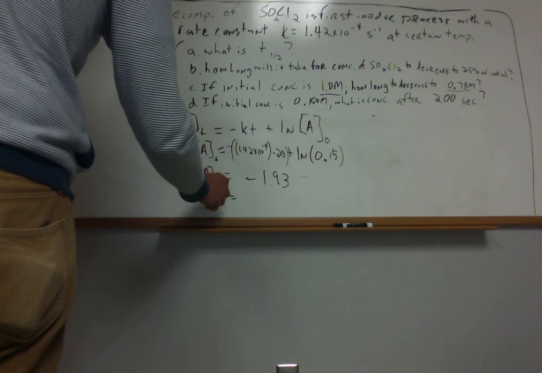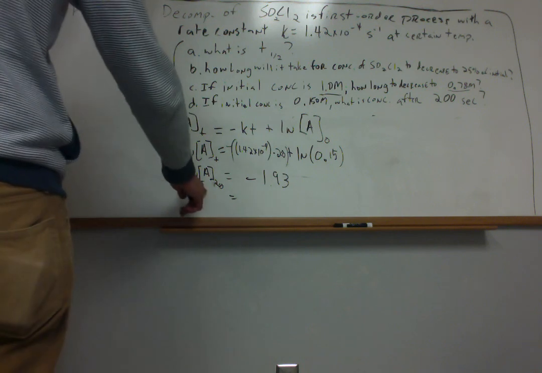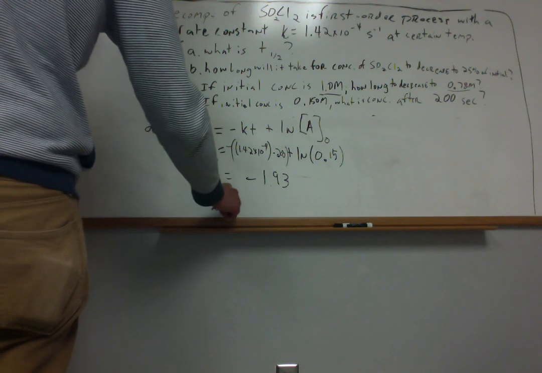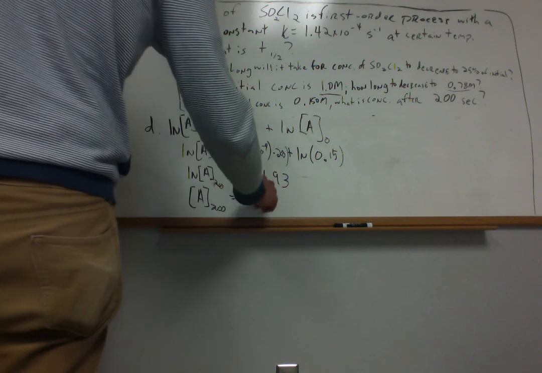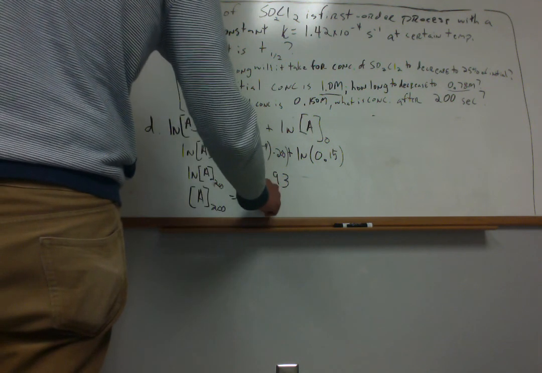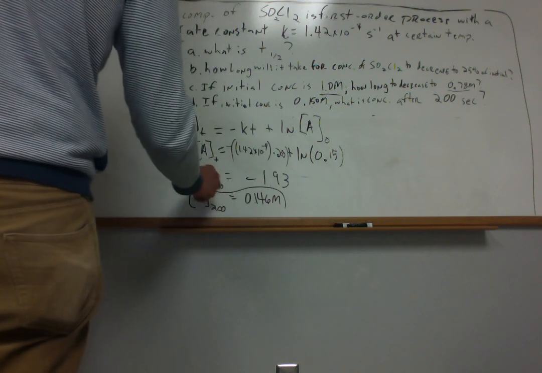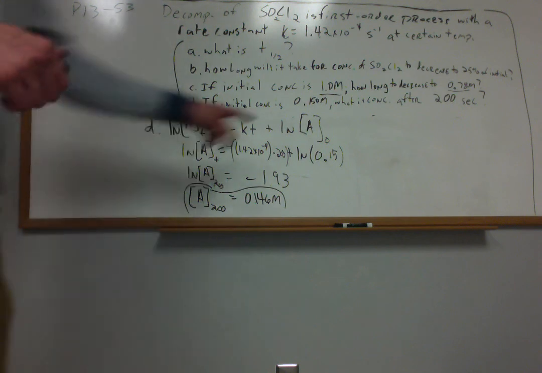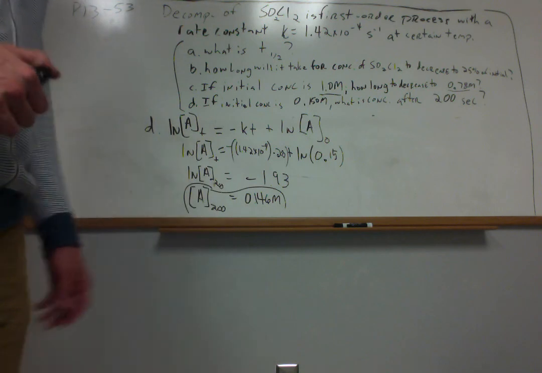Right? And now I'm going to take the inverse log, or inverse natural log, to find A 200, which is my concentration of A at 200 seconds. And if I do that, I find my concentration after 200 seconds is 0.146 molar. So it started out 0.15, I wait a couple minutes, 200 seconds, and the concentration drops to this.